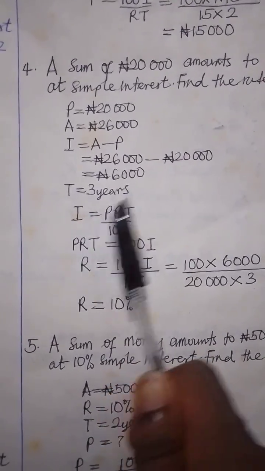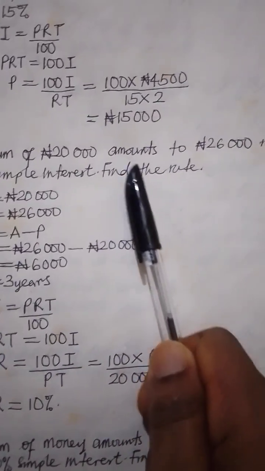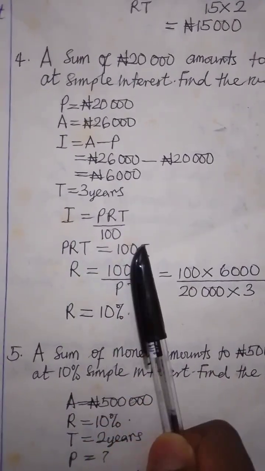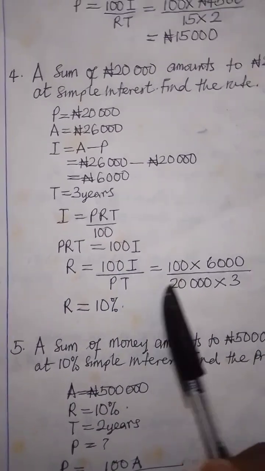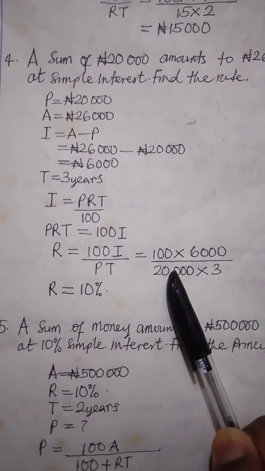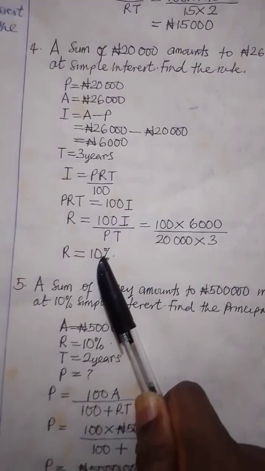So our interest is PRT. Don't forget, we're looking for rate. So if you cross multiply again, PRT is 100I. So R is 100I over PT. And then 100 times 6,000 interest over the principal, which is 20,000, times time 3. And that will give us 10%.